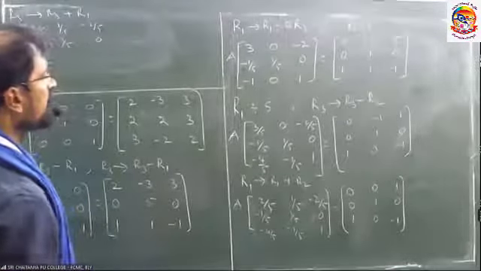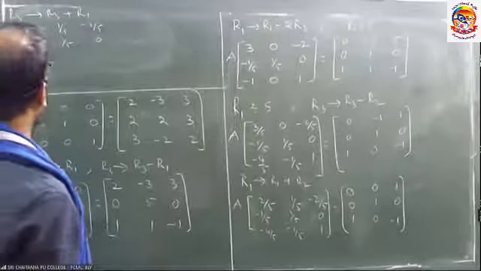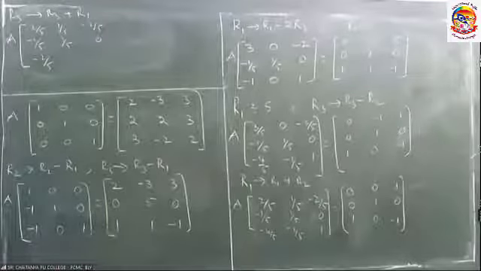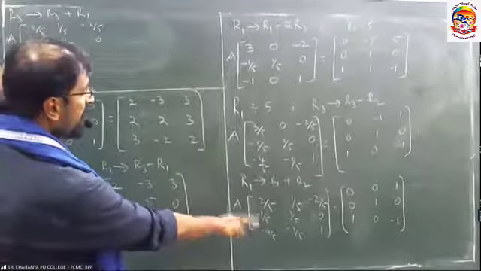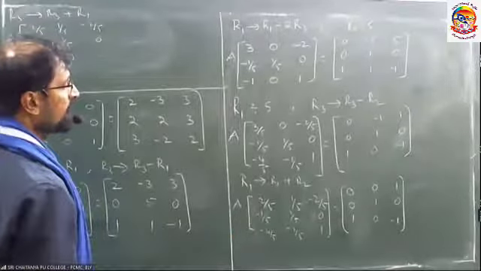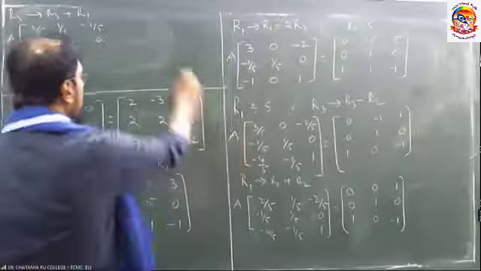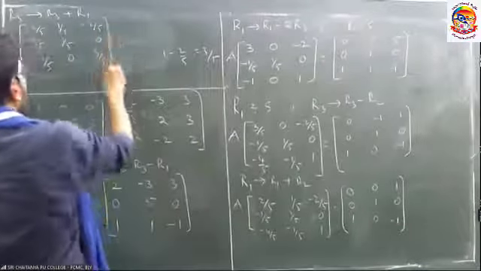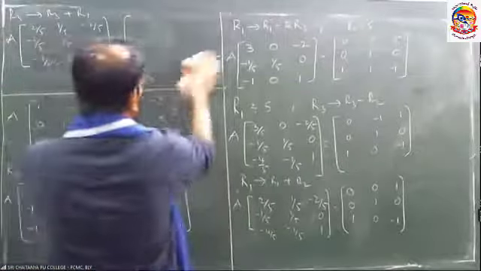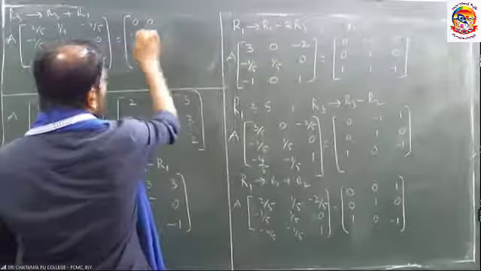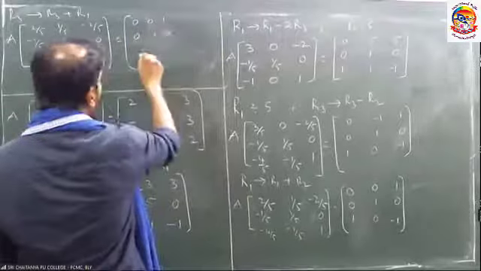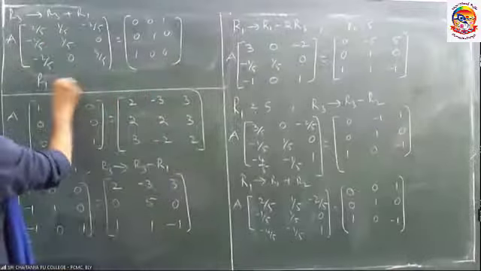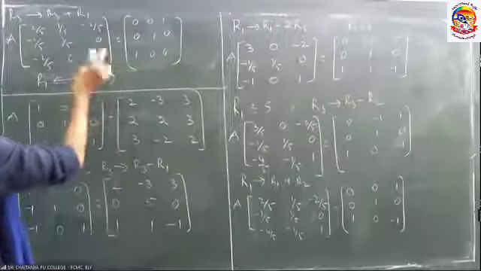R1 changes to R1. R3 changes to R3 plus R1. Minus 1 by 5 minus 2 by 5. 1 minus 2 by 5 is equals to, observe, 3. Is equals to, take down here, 0, 0, 1, 0, 1, 0, 1, 0, 0 you are going to get. After that, interchanging R1 and R3, take down.